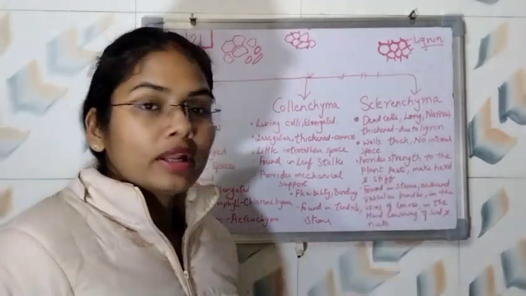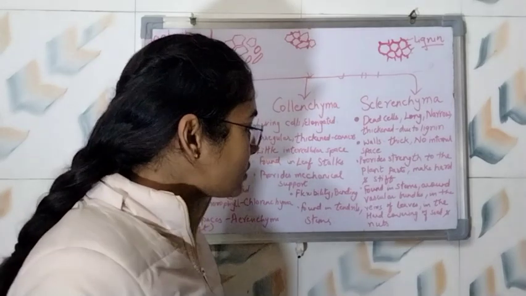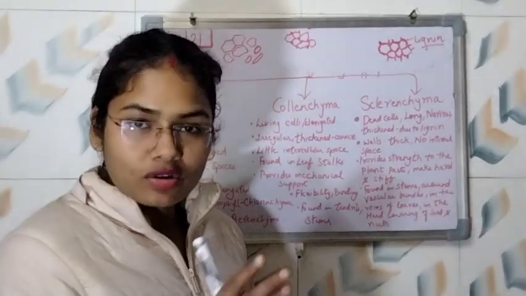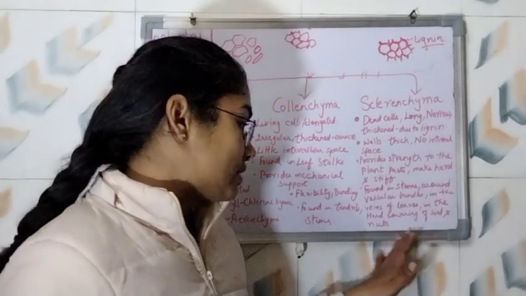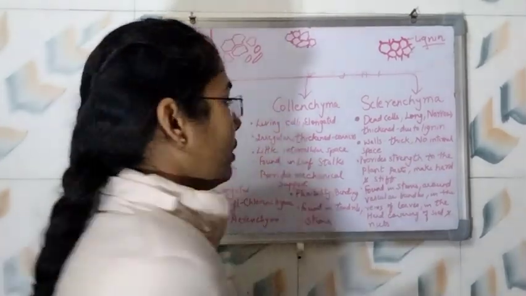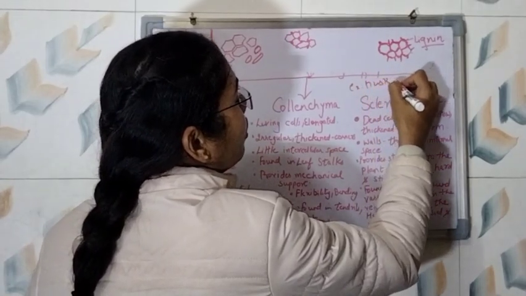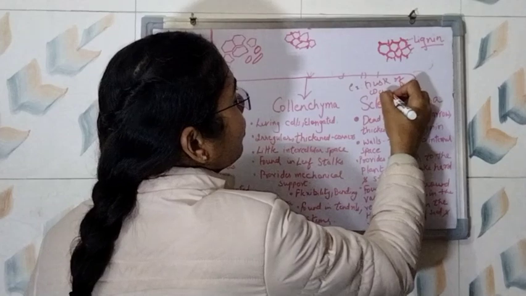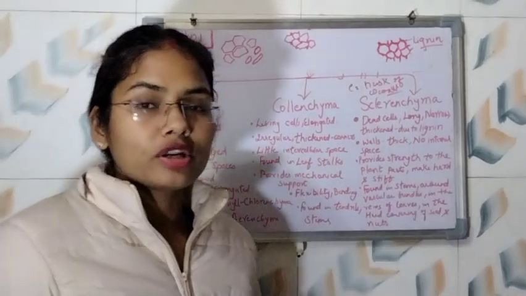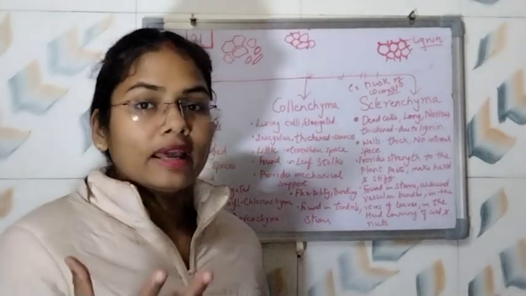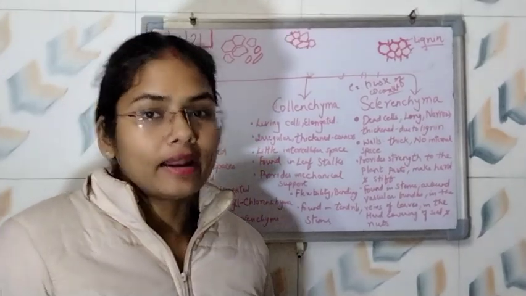So it is found in stems, around vascular bundles, right? Also in the veins of leaves, in the hard covering of seeds and nuts, right? So an example can be the husk of coconut, right? Students, you must have seen the husk of coconut, right? It is that thick layer, right? So this is all about the sclerenchyma.